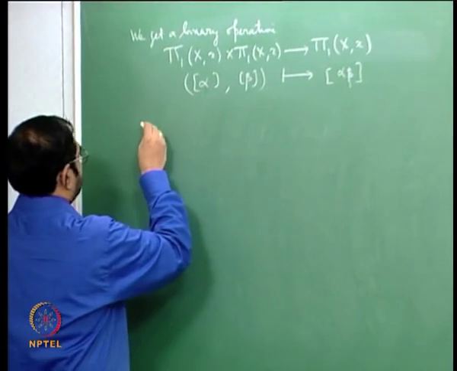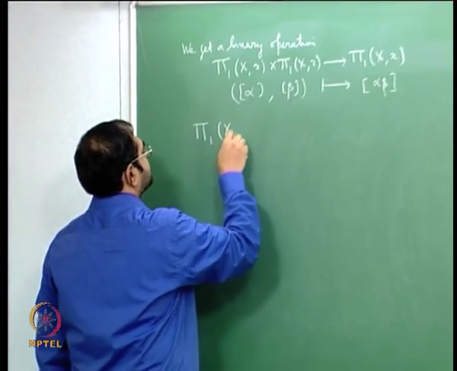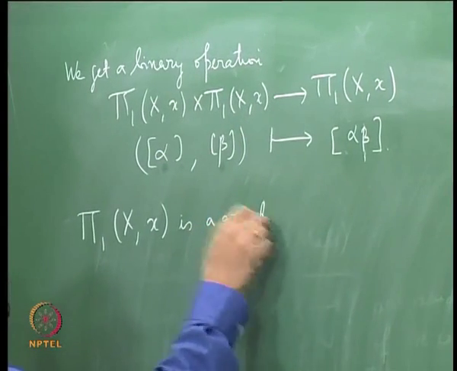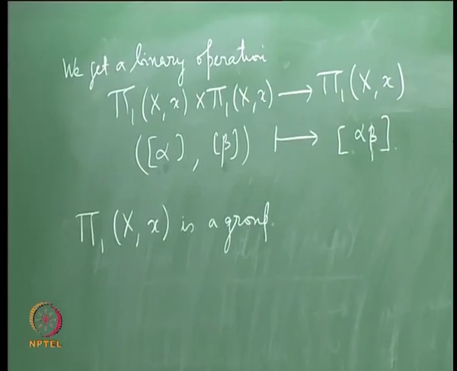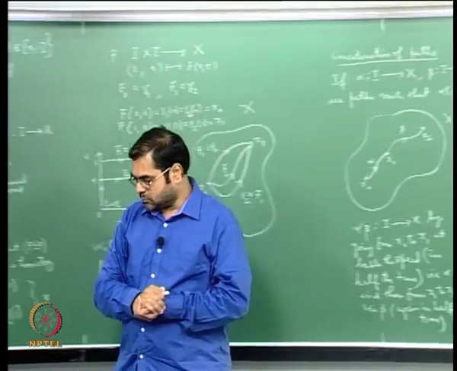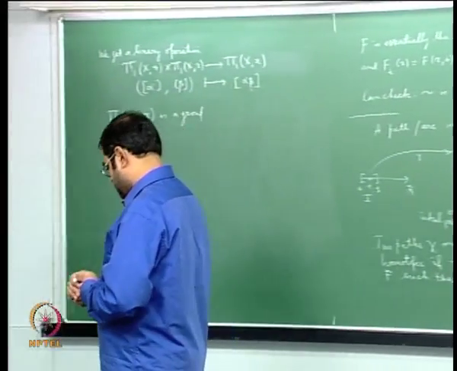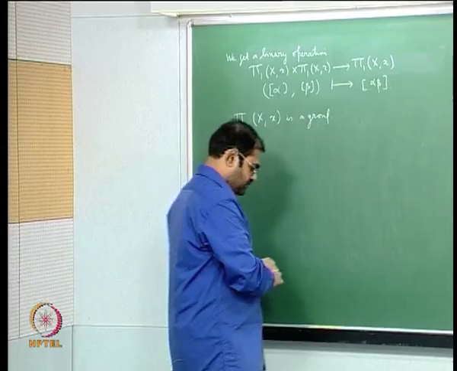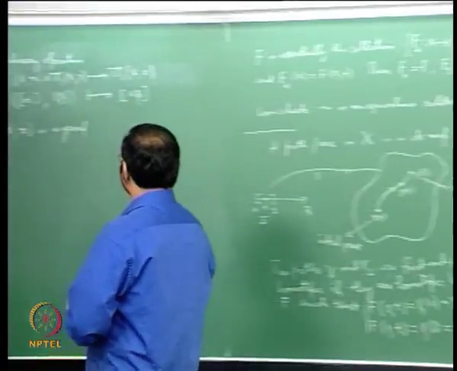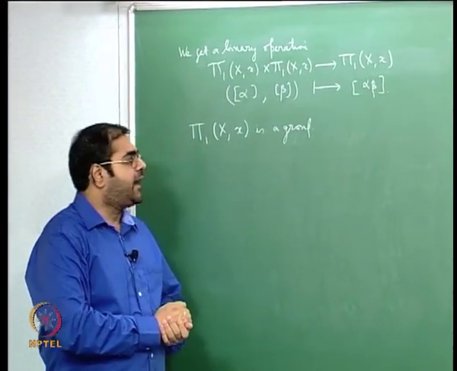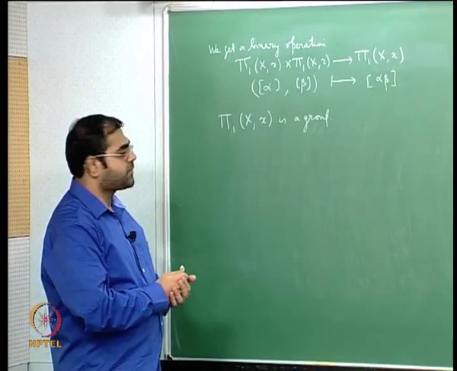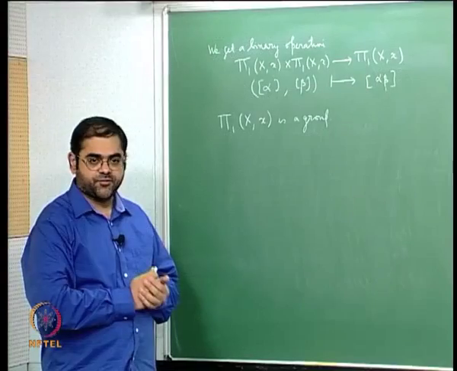So let me write that here. Pi 1 of capital X comma small x is a group. This becomes a group, and this is called the fundamental group of the topological space capital X based at the point small x, alright.